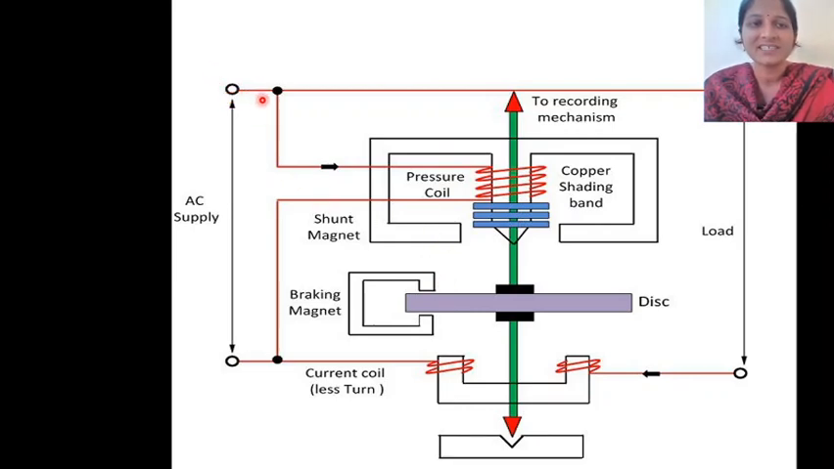This is the supply given here. The supply goes to the pressure coil. So these coils, this is the pressure coil and this is the current coil. This is nothing but the shunt magnet. What is the meaning of shunt? Shunt is used for parallel connection, right? So as this is connected in parallel, the coil is connected in parallel in the circuit.